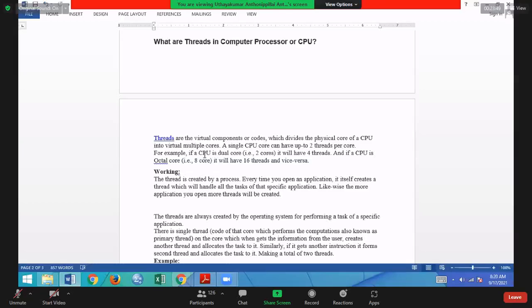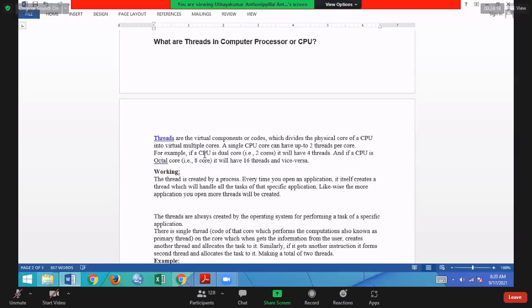And if a CPU is octa-core, an octa-core processor, octal means 8. So if it has 8 cores, then 8 into 2, 16 threads will be there. If it is octal, then 16. And if it is 16 cores, then 32 threads, right? Likewise, the threads may increase.